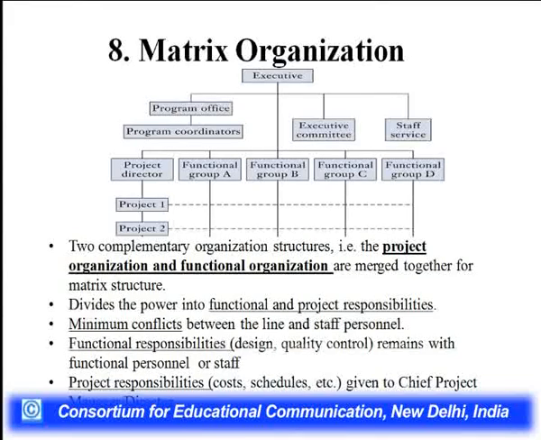In this case, the functional responsibilities are design, quality and control. And in the case of project responsibilities, two major responsibilities are there, that is costing and scheduling, which are to be taken care of by the chief project manager or the chief project director of the organization. So in this case, we can see that an individual project in an organization can have different sets of persons from different organizations, irrespective of specialization, which will be very relevant to the project performance.